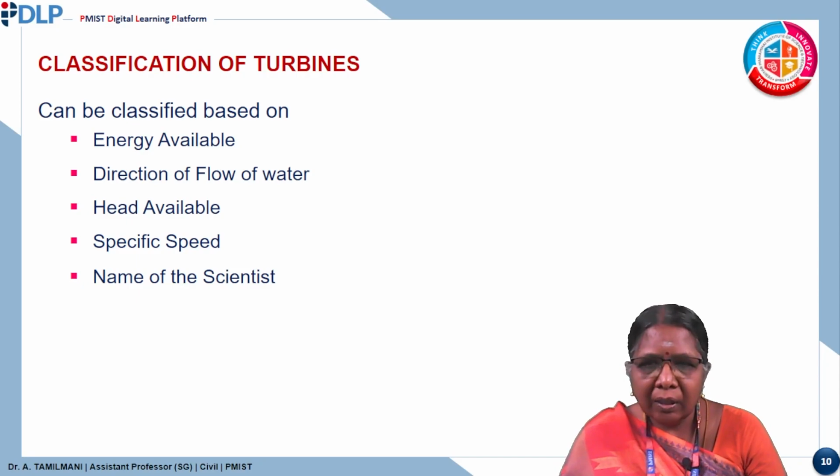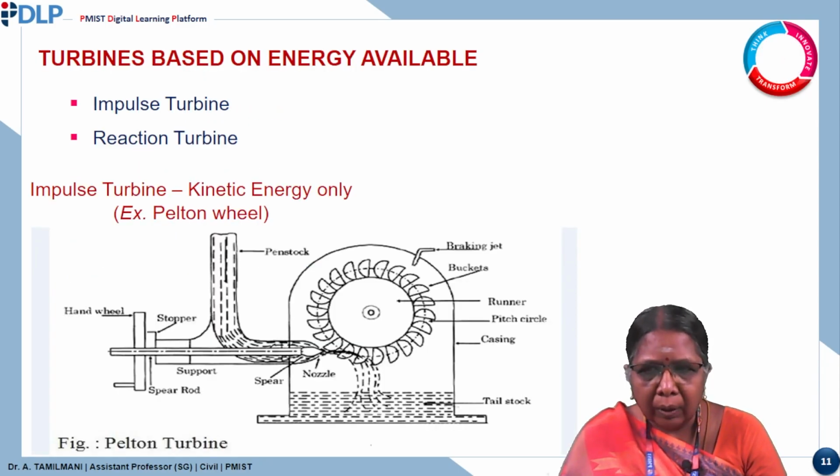And then, classification of turbines. The turbines are classified based on many factors, which are the energy available, the direction of flow of water, the head available at the inlet of the turbine, the specific speed of the turbine, and finally the name of the scientist who invented the turbine. We will see them one by one.